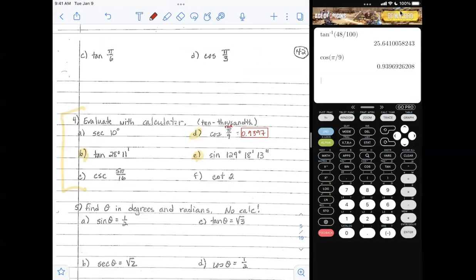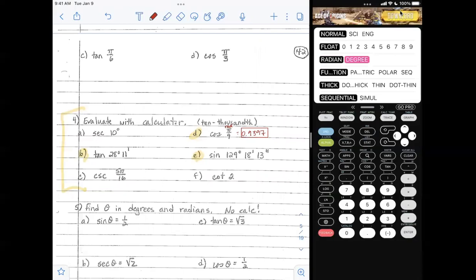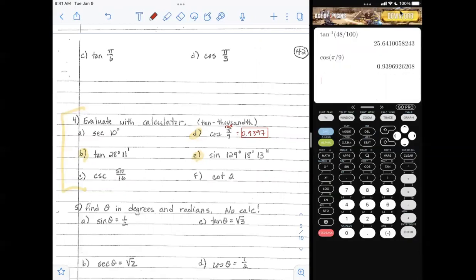Now, if I look at both B, which is a tangent, and E, which is a sine, those are in degrees. So we're going to move our calculator immediately back to degrees. I'm going to go to mode, degrees, press enter, and then second mode to quit out of that.